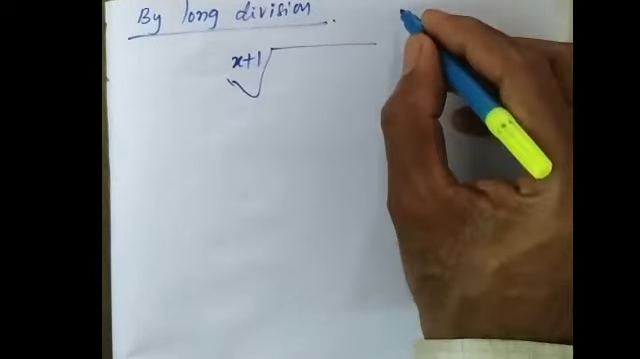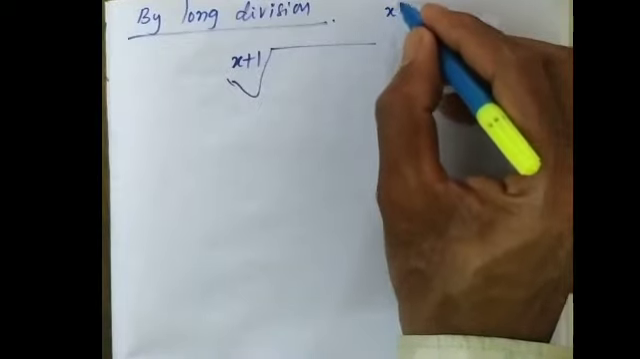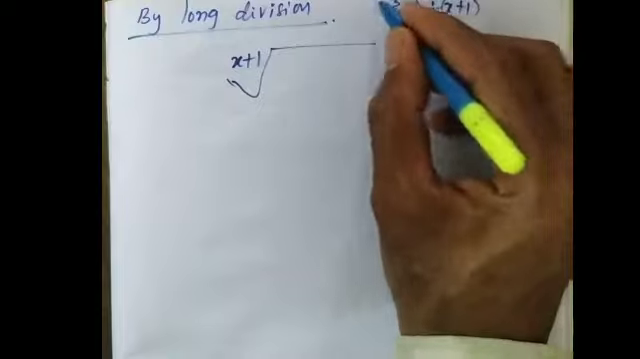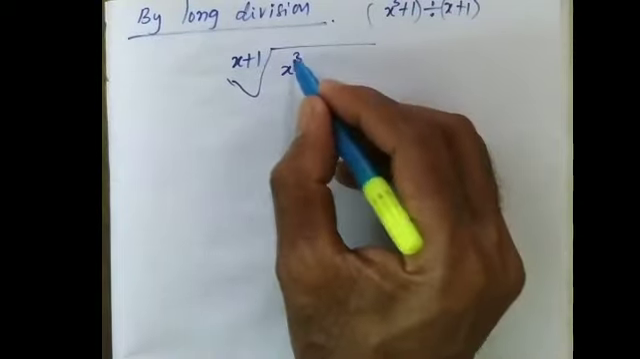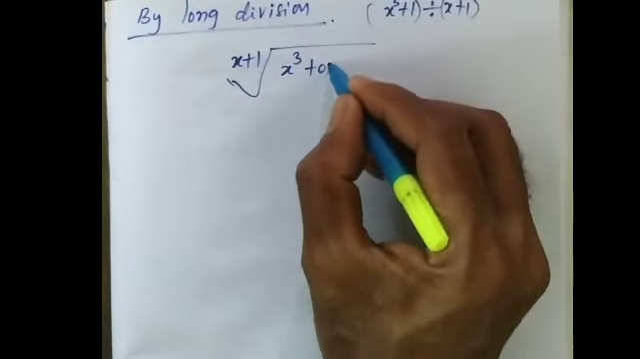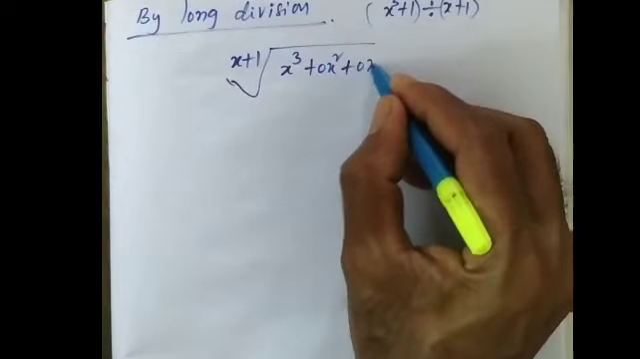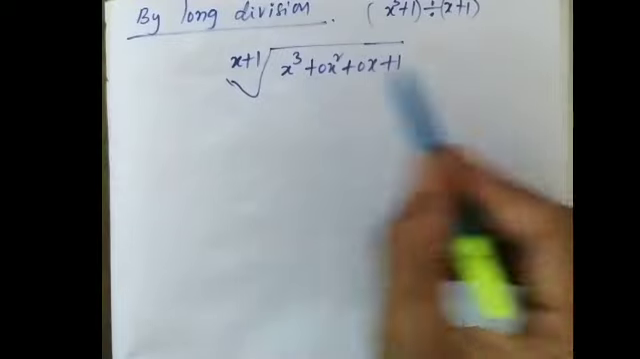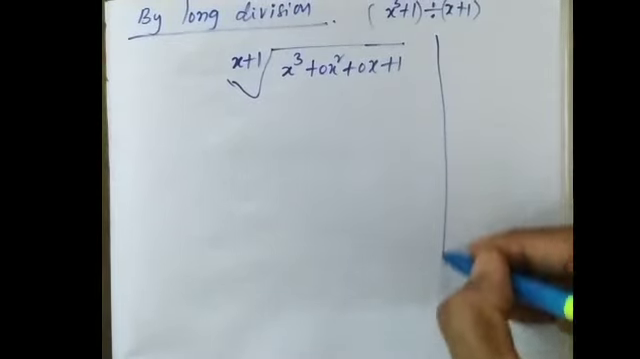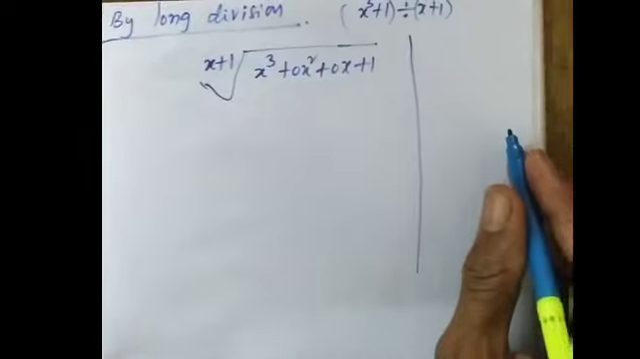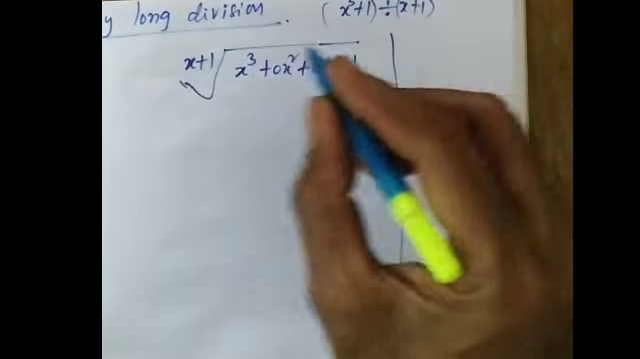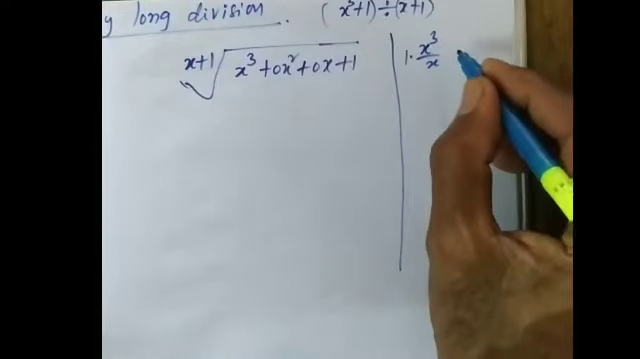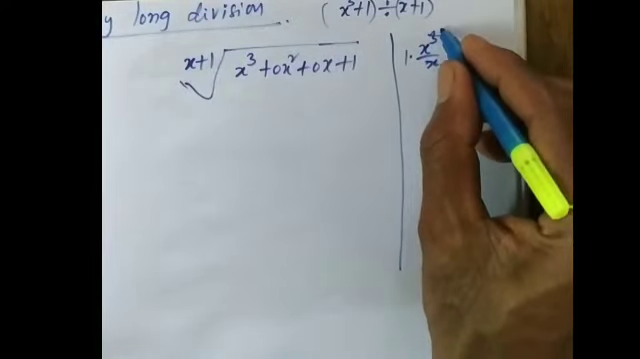So x plus 1 is the divisor, and x cube plus 1 is the dividend. In x cube plus 1, the x square term is missed, so I have put 0x square there, and the x term is also missed, so I put 0x and the constant 1. Now in division we have already performed 3 steps: first division, second multiplication, third subtraction.